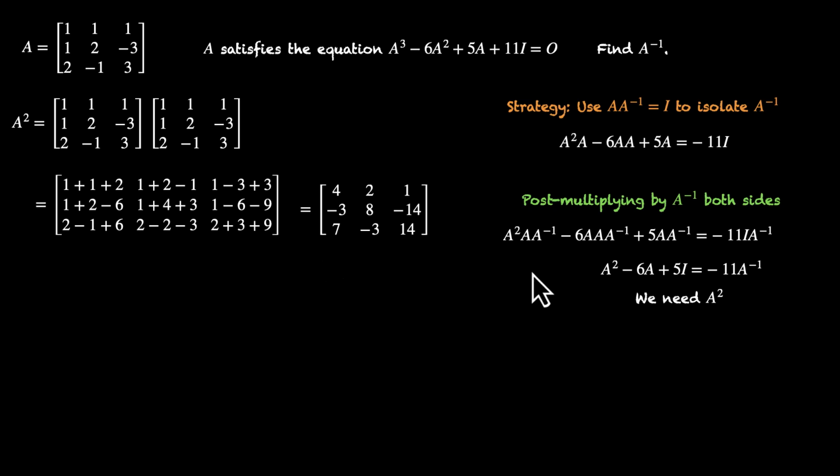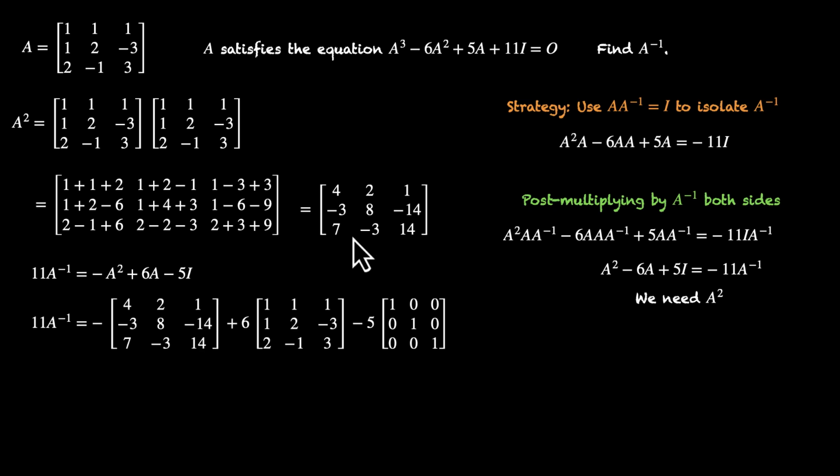Now we have all the ingredients. We have A square, we have A and I. Let's combine each of them. 11A inverse, that's minus A square. Take the negative sign here. Plus 6A minus 5I. So that's going to be negative of this matrix plus 6 times this matrix, the one we are given in the question, minus 5 times identity matrix. And because these are 3 by 3s, I will be 1, 0, 0, 0, 1, 0, 0, 0, 1.